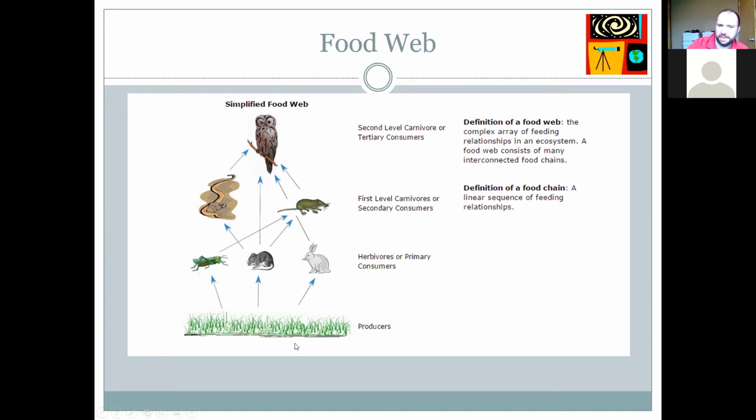So same thing here. We start at the bottom with producers. They're the ones that are producing the energy. Then we have the primary consumers, but think about it, whereas a food chain just shows a singular animal, we know there are lots of different animals that eat plants and grasses. So here we've got a cricket, a mouse, and a rabbit. They're all eating grass, okay? That's why these arrows are all going up.